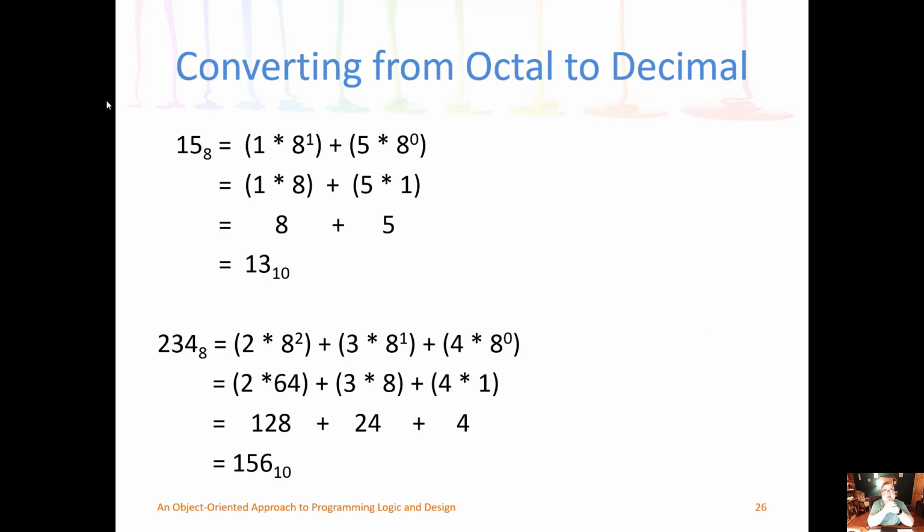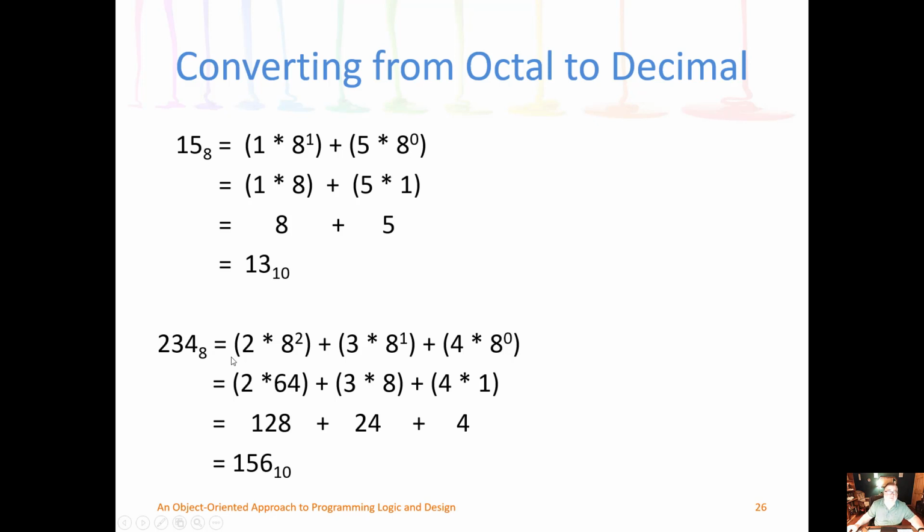So here's converting from octal to decimal. We have the number 15, which is in octal. We take the 1, and it's 1 times 8 to the first, and then we add 5 times 8 to the 0. 1 times 8 to the first is 8, and 5 times 8 to the 0, anything to the 0 power is 1, is 5. So this becomes 13 in decimal.